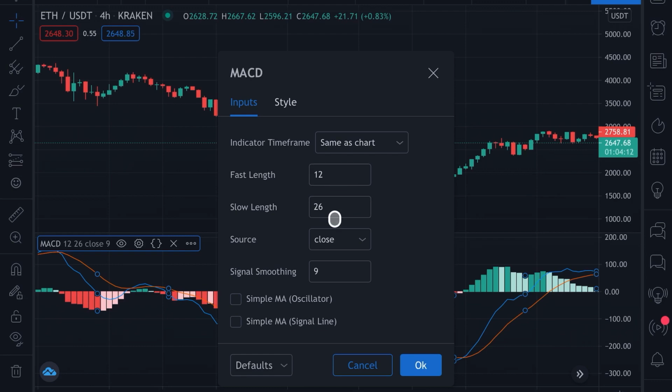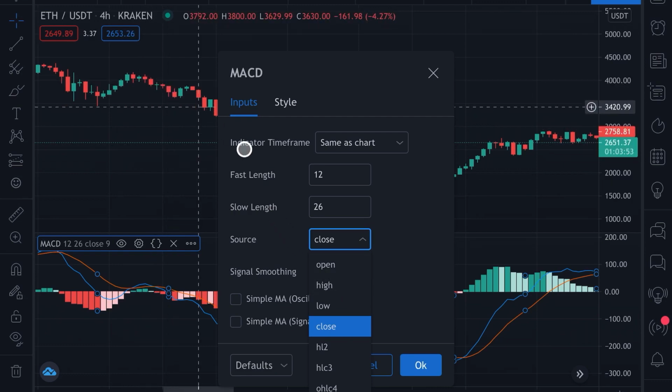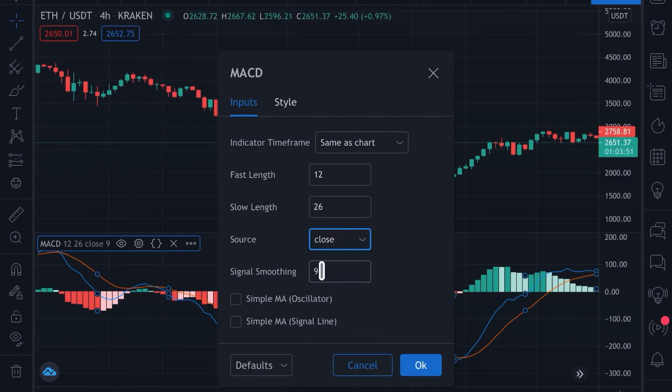You can put these to whatever you want. Basically, this will take the moving average over the last 12 days, and this will take the moving average over the last 26 days, and put them in a way that you can see on the line chart behind it. For the source, if you choose open, high, low, close, it'll take it from the candlesticks. I just prefer to leave close on so the data is finished.